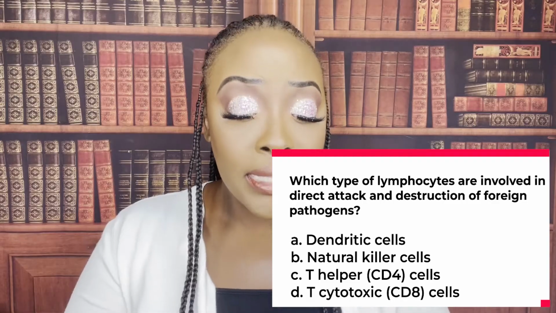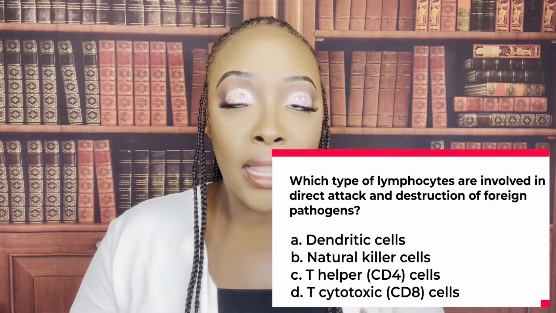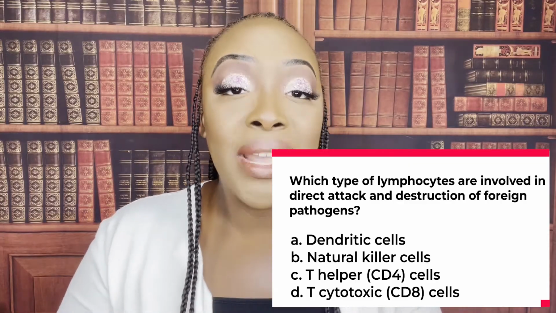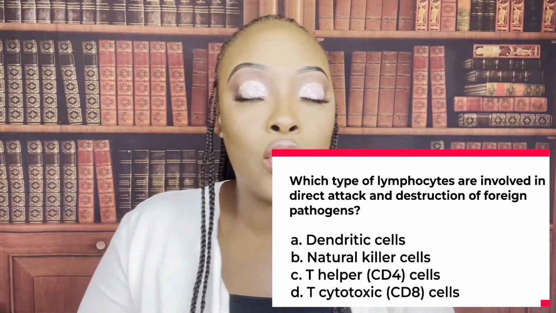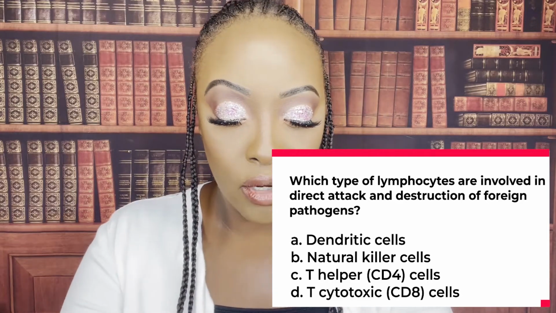Choice C, T helper CD4 cells. These are also involved in cell immunity, to be more specific, cell mediated immunity. But again, they do not directly attack the antigens. Choice D does, your CD8. So choice D is the correct answer.